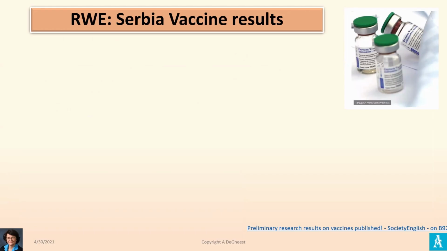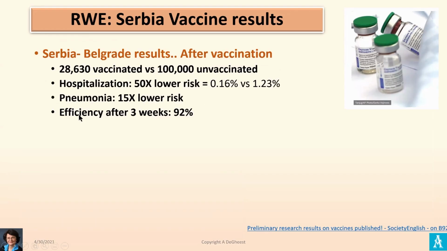Serbia also produced some really interesting real world evidence. They looked at 28,000 people vaccinated versus 100,000 people unvaccinated. So these are serious data sets. And what they found is that you had a 50% lower risk of getting hospitalized if you had been vaccinated. Pneumonia was a 15% lower risk. And 3 weeks after the second dose, you had a 92% efficacy. So real world evidence shows it works.